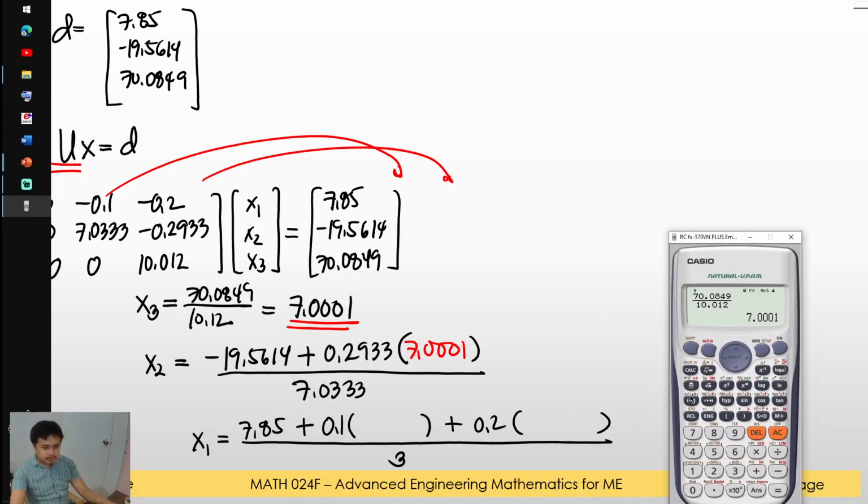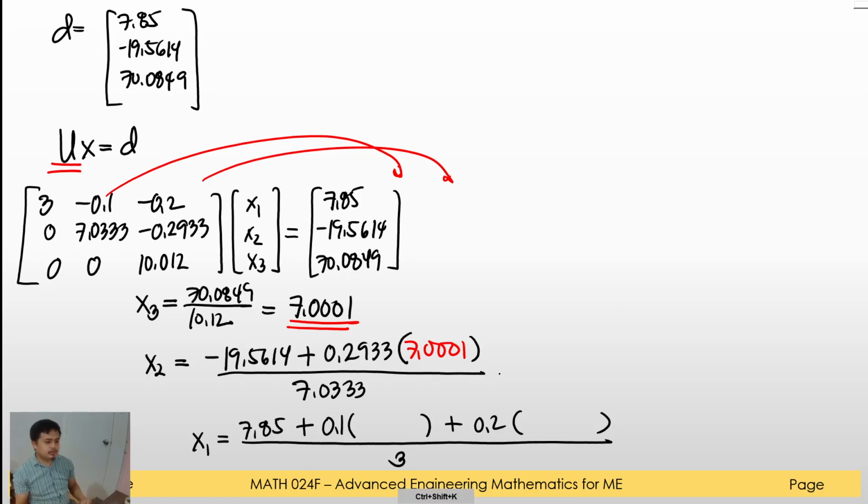So negative 19.5614 plus 0.2933 times 7.0001, over 7.0333. So we have negative 2.48. Where did we go wrong again? We got it wrong again. Okay, I think it's the answer, no? Negative 2.4893.